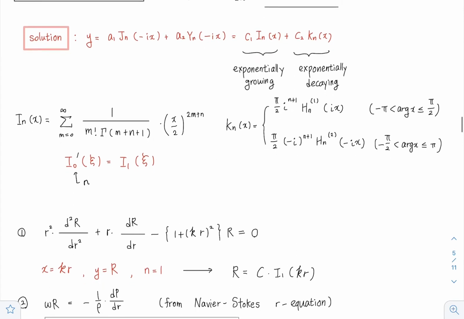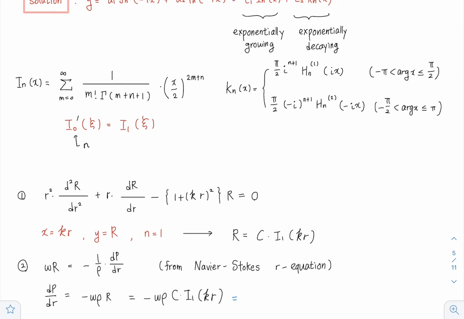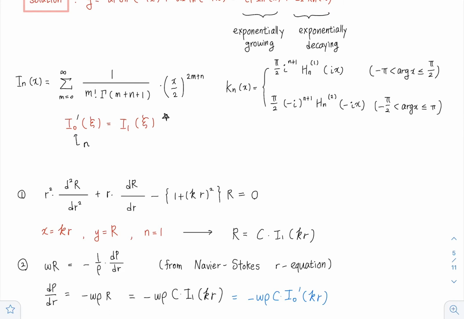And secondly, what can we do? We can take the r component of our Navier-Stokes equation, which was omega r equals minus 1 over rho times dp/dr. What we get from this relationship is that dp/dr is minus omega rho r. So this is going to be minus omega rho times r, where r is c times I_1 and inside x we put kr. And this becomes minus omega rho times c times I_0 prime of kr, because of the relationship we just defined, that I_1 is the derivative of I_0.